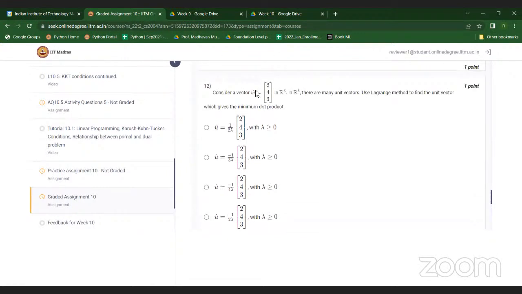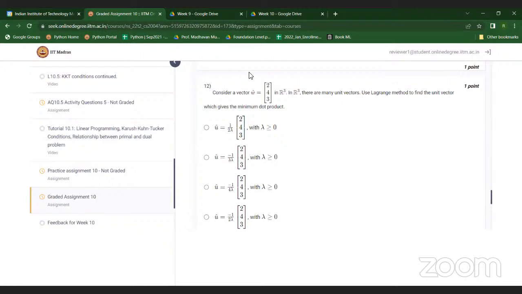Corresponding to that vector, let's say I give you any other unit vector. You can find the dot product with this vector, right? So what they're asking you to do is find the one which gives the minimum dot product. You should be choosing that x, y, z in such a way that it gives the minimum dot product.